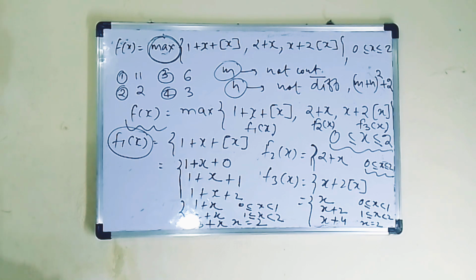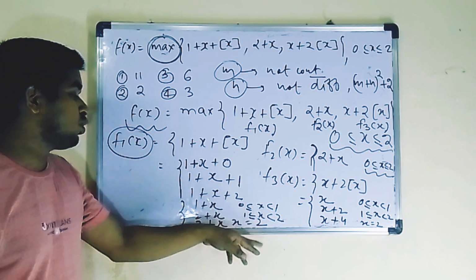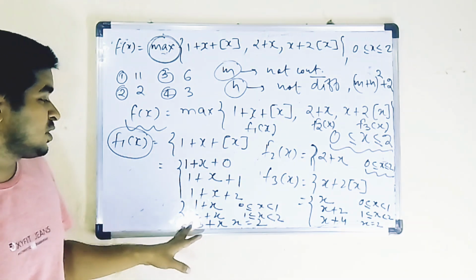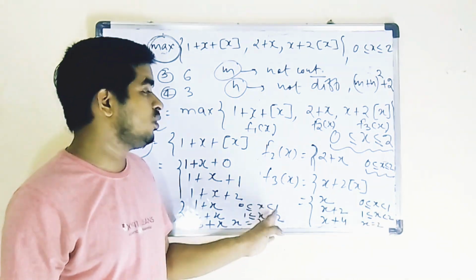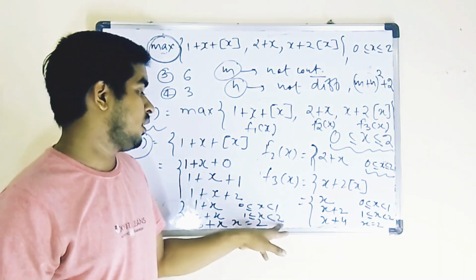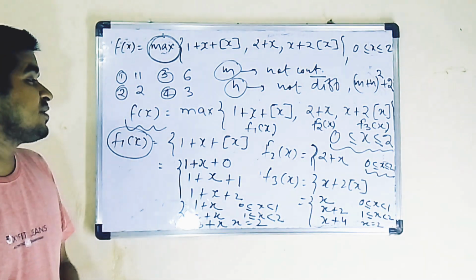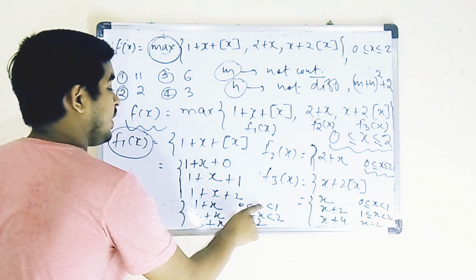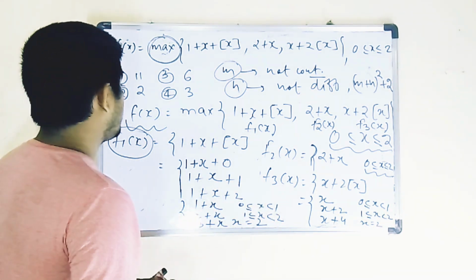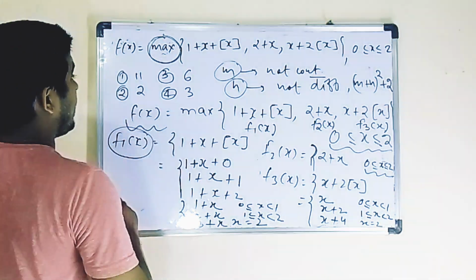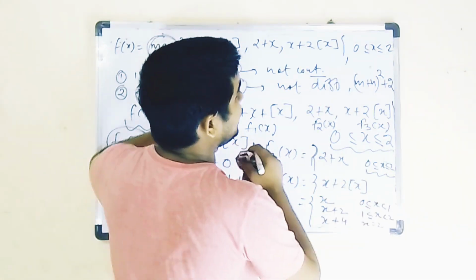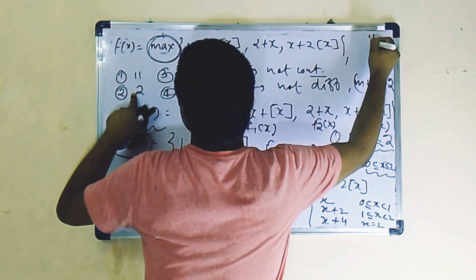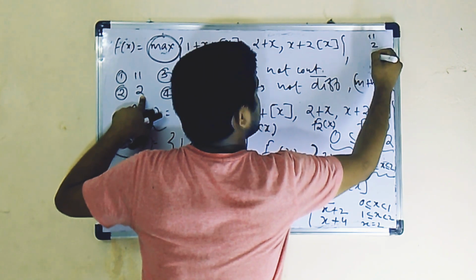So if I ask you, my student, between 0 and 2, what are all the functions? 0 including 0 and less than 2. Simply what I am saying is 0 less than or equal to x less than 2. Suppose I am writing the options here, this we don't need now. I am adjusting the options here: 11 and 2, 6, 3.